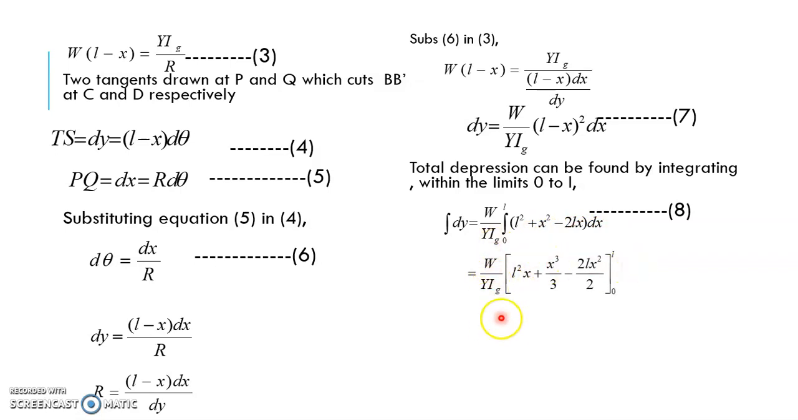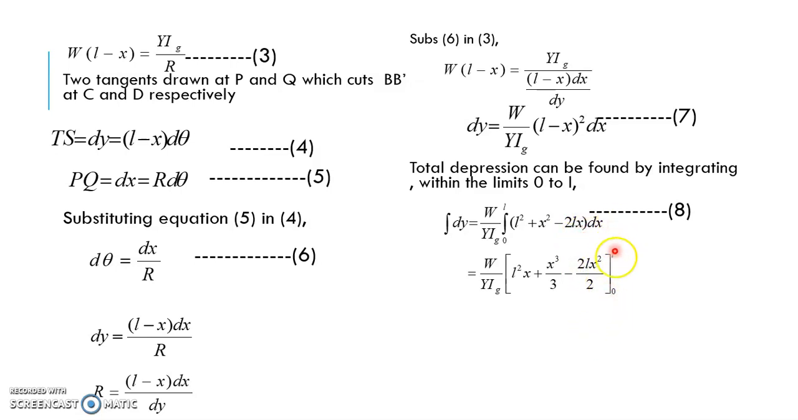W by YIG is constant, taken out. Integration of the first term, L square dx. For dx integration we get x. Therefore the first term is L square into x, plus x square, which integrates to x cube by 3. Therefore the second term is x cube by 3, minus 2L, which is constant. Put 2L there. Integrating x, we get x square by 2.